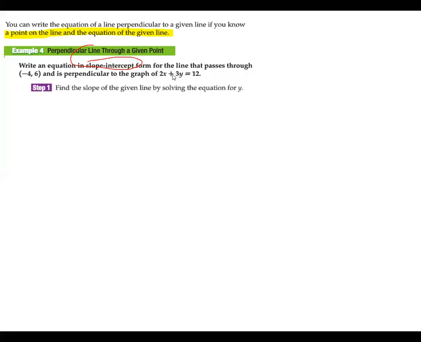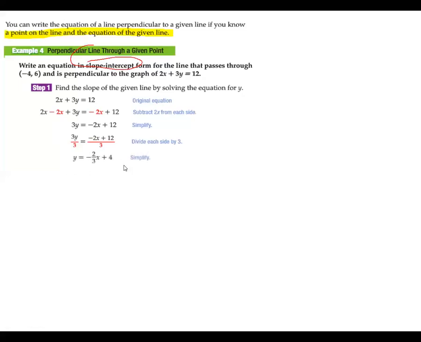It's not in slope-intercept form. It's not in point-slope form. It's in standard form. So I have to solve it for y to get it in slope-intercept form. I'm going to subtract 2x from both sides and then divide both sides by 3. And I would get y equals -2/3 x plus 4. So therefore, I know the slope is -2/3. It's the number in front of x.